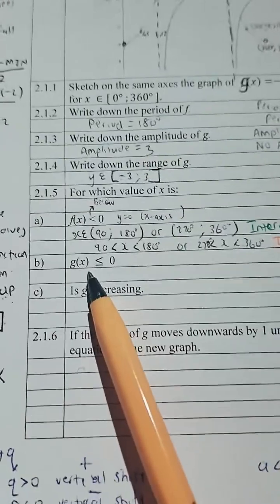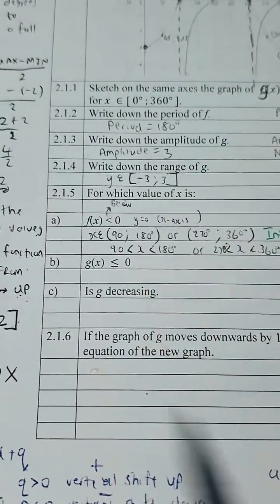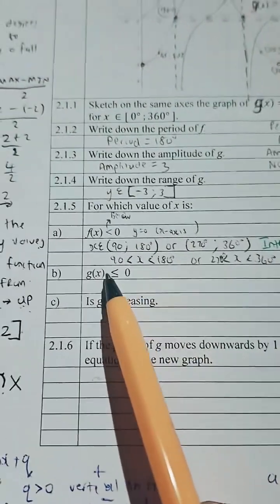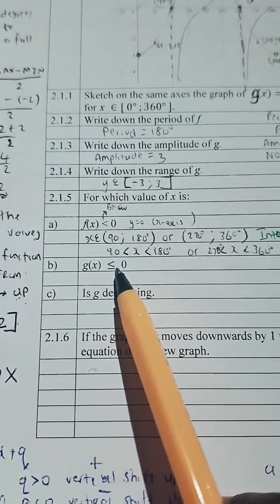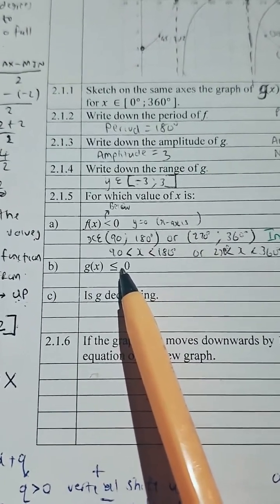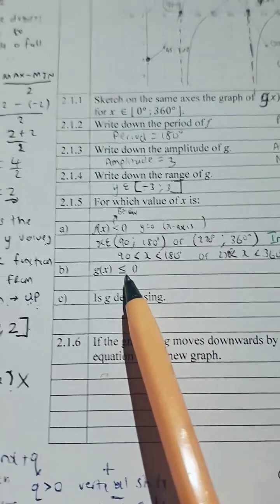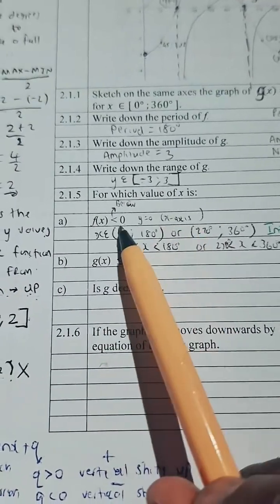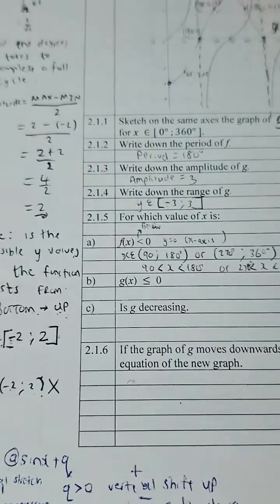But anyways, B. For which values of x is g of x less than or equal to 0? Guys, you never know, you'll get penalized by some individuals. I know what I'm talking about, because they don't know that other way. They also know only one way. For which values of x is g of x less than or equal to 0?